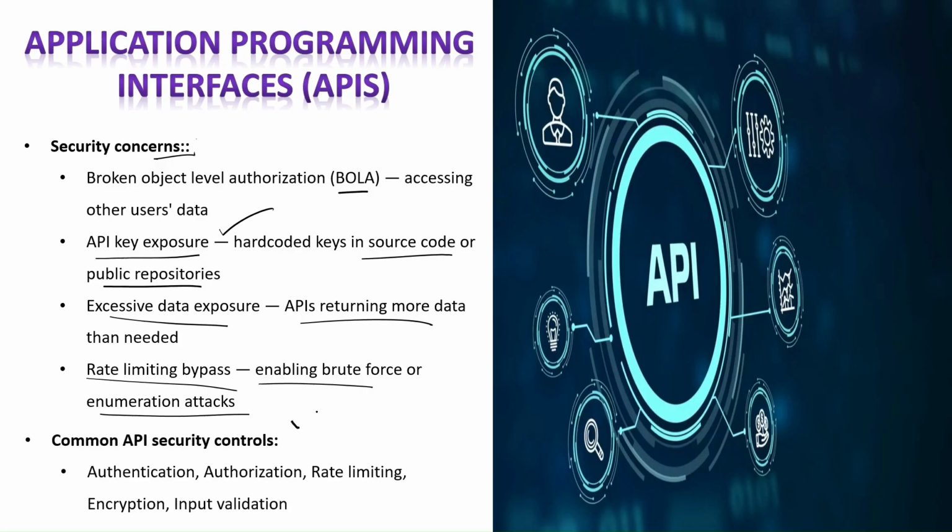So what are some controls? Some API security controls are authentication of the APIs, authorization, rate limiting, encryption, and input validation.